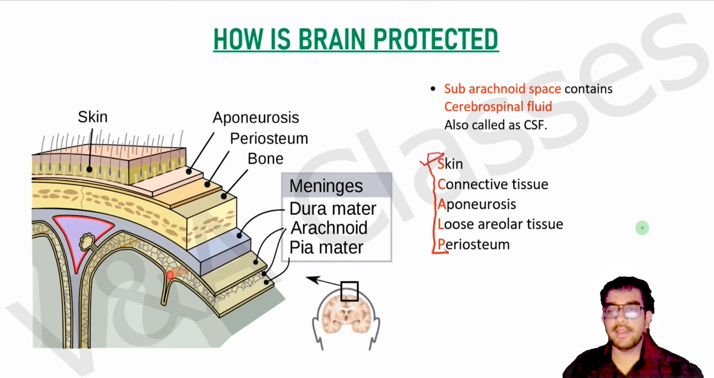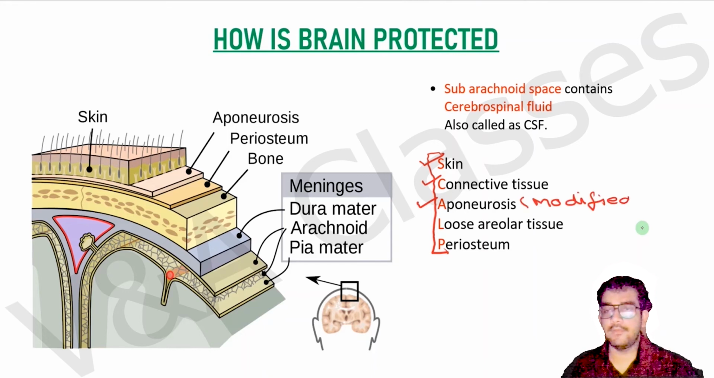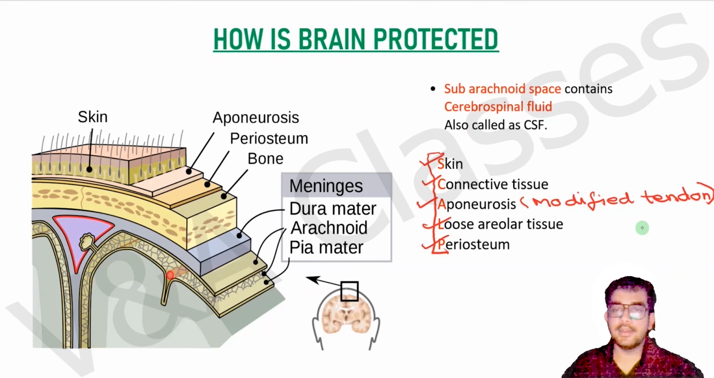S stands for skin, then C stands for the connective tissue, A stands for aponeurosis. Aponeurosis is nothing but modified tendon. Okay, so modified tendon of muscles also form a part of the scalp. The fourth layer is the loose areolar tissue, and the fifth layer is the periosteum, which is the outer covering of the bone. Okay, so the skull bone has the outer covering, which is called the periosteum. So these five are the outer protective layers for a brain.